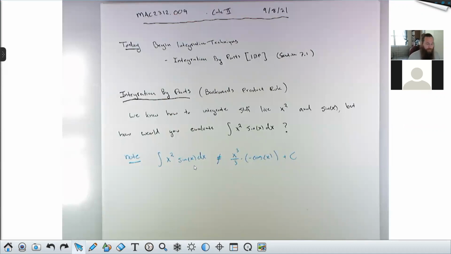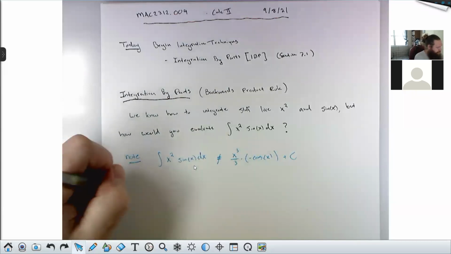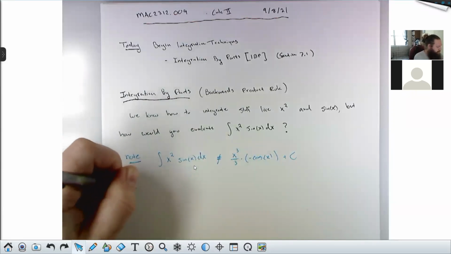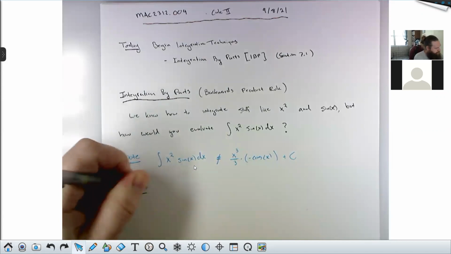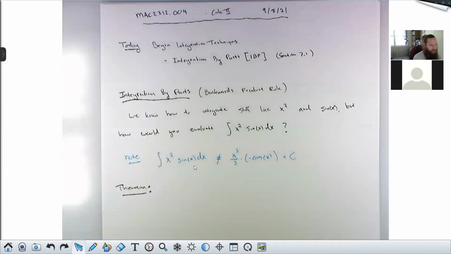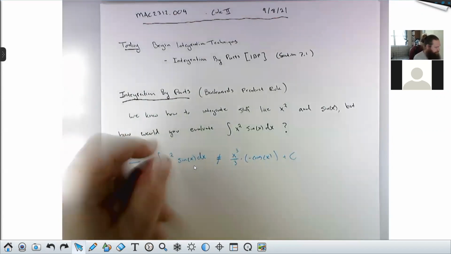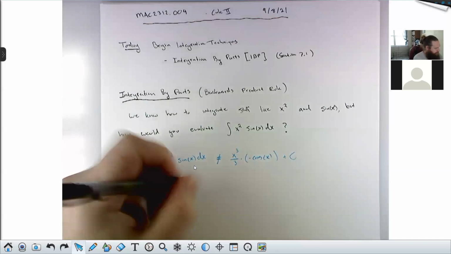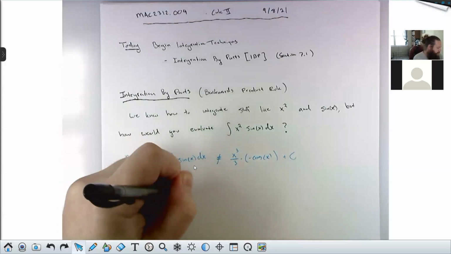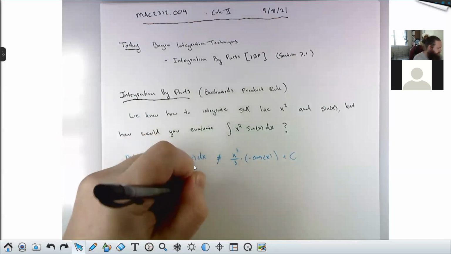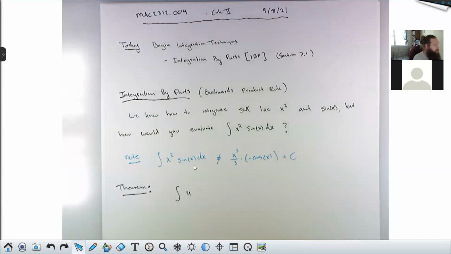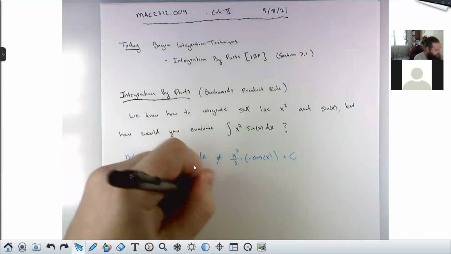What does work, and I'll prove it to you, is the following. There's two versions of this. And I'm going to write it like this.